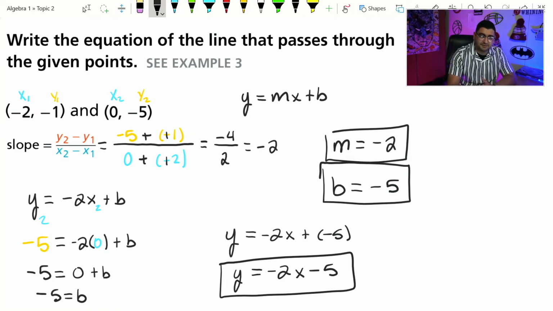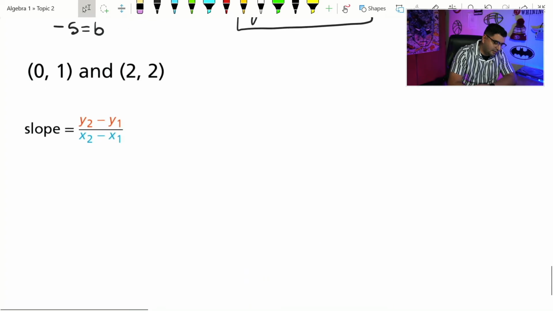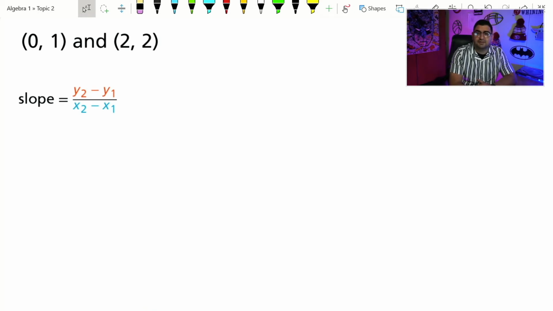So now let's look at another example where we have a different set of points. Here we have 0, 1 and 2, 2. And I'm actually going to show you in this one as well an easier way to spot your y-intercept. Sometimes when you see your first 2 points, you might want to check to see if one of those is in fact a y-intercept.